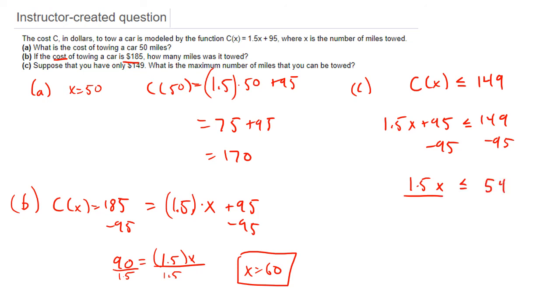Now I can divide both sides by 1.5. Whenever I divide an inequality, I do want to be a little bit careful. Did I divide by a negative number? I did not. Therefore, I do not need to reverse the inequality, and we get x is less than or equal to 36.